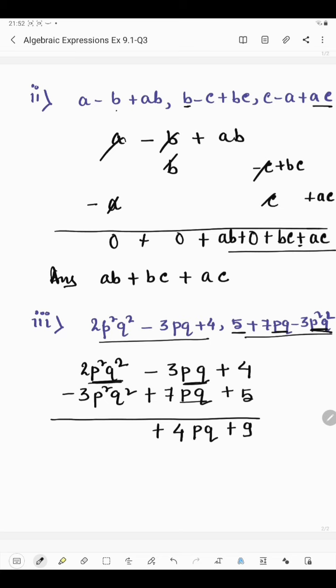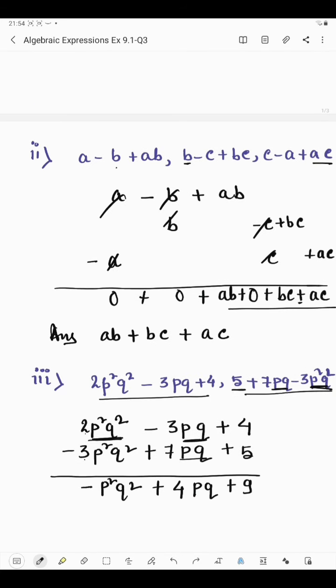Since 7 is greater than 3 and the sign of 7 is positive, 4pq will be with positive sign. Okay, now next we have p square q square as the variable, so we'll put the variable. Okay, so we'll just calculate the coefficient part. Here 2 minus 3, so 2 means plus 2, right? Plus minus minus, so 3 minus 2 is 1. Okay, so 1 we never write. p square q square means it's 1 p square q square, right? But here 3 is greater than 2 and the sign of 3 is negative, so we will have to put negative sign. So the answer of the third part will be minus p square q square plus 4pq plus 9.